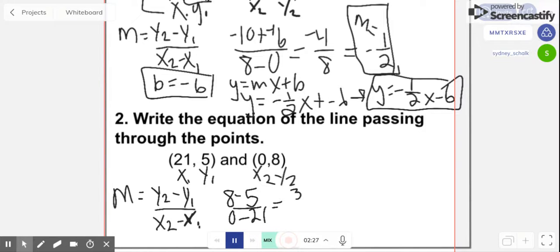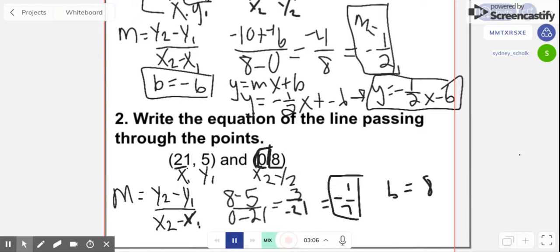8 minus 5, of course, is 3, and 0 minus 21 is negative 21, and that simplifies to negative 1 over 7. That is our slope. Now, keep in mind, when we're finding our y-intercept, we want to look for the ordered pair that has 0 as its x. It doesn't matter if it's x1 or x2, but the reason why we want to use this ordered pair is because 0 is that x value. So then we know our y-intercept is just going to be what is the y value when x is 0. So our b then equals 8.